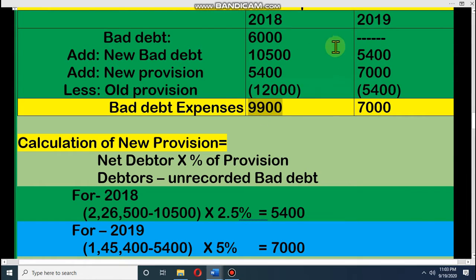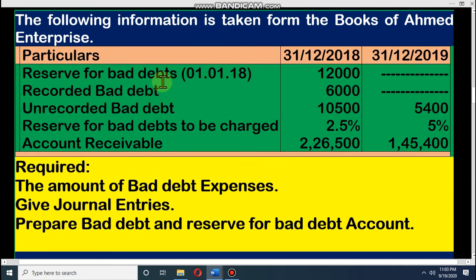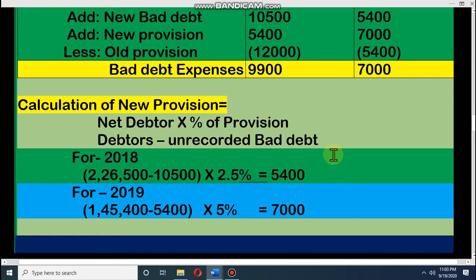And look at 2019, the same way: bad debt plus new bad debt plus new provision minus old provision. Bad debt, that means recorded bad debt. Look, in this math there is no recorded bad debt. For 2018 it is 6,000, for 2019 no. And unrecorded bad debt 5,400, and provision is 5%, and debtor is 1,45,400. Account receivable and debtor are the same. Look at the calculation.